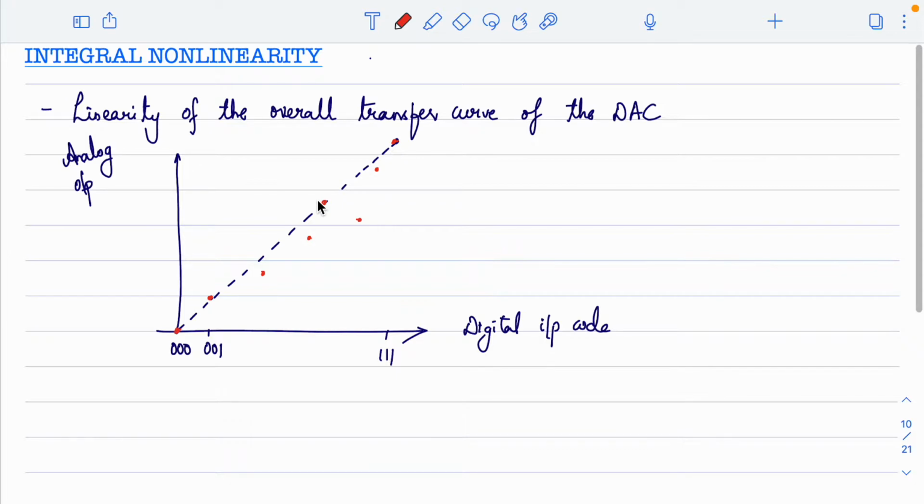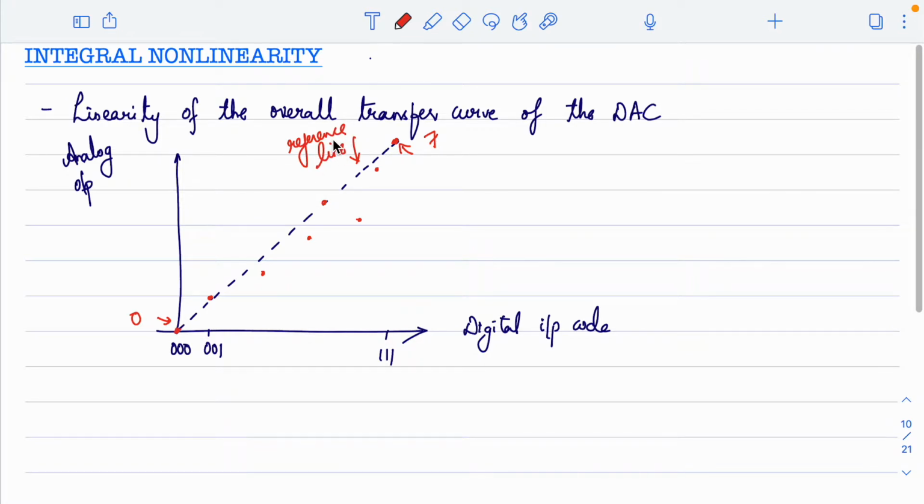Now, generally, in order to measure the linearity of the overall transfer curve of the DAC, there are different ways to estimate this. And one such way is we generally connect the first and the last output points. Say, for example, this is the output point corresponding to 0 and this is the output point corresponding to 7. We first draw a reference line connecting the first and the last output analog voltage, right? So this can be treated as a reference line.